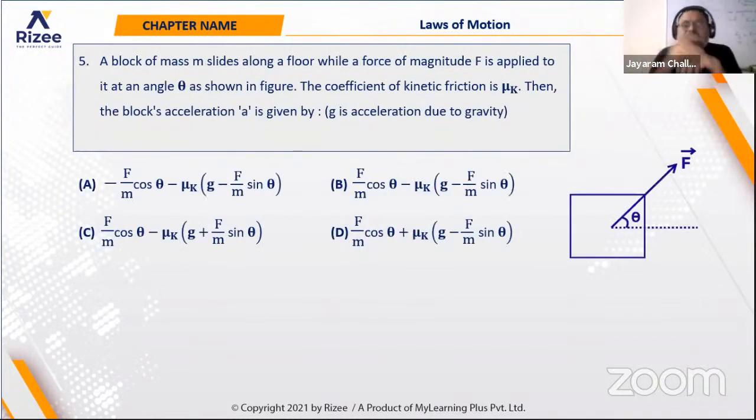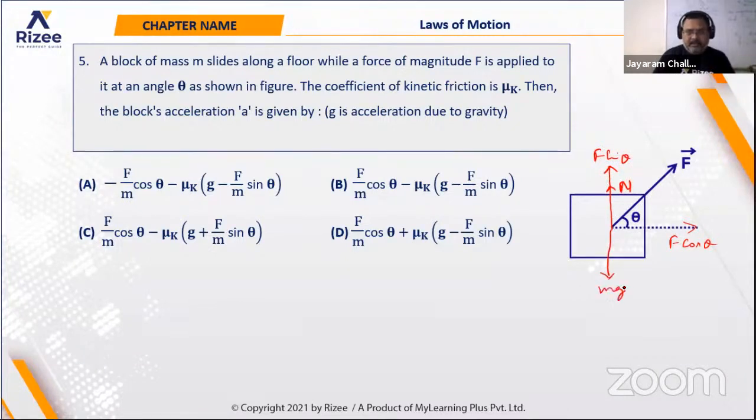Now, in this case, the block is sliding on a rough floor. The block of mass m is sliding on a floor while a force of magnitude F is applied to it at an angle theta. Which force is acting in the horizontal direction? That is F cos theta. If I resolve into components, in the upward direction it will be F sine theta along with the normal force N, and mg will be acting in the downward direction.